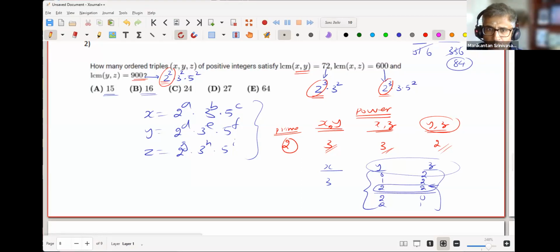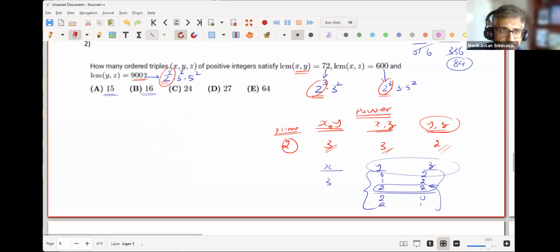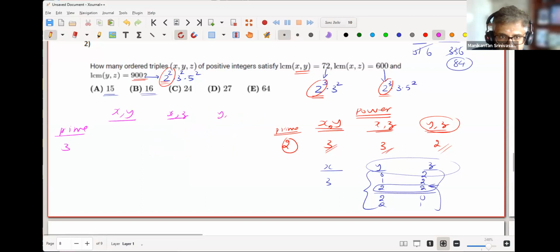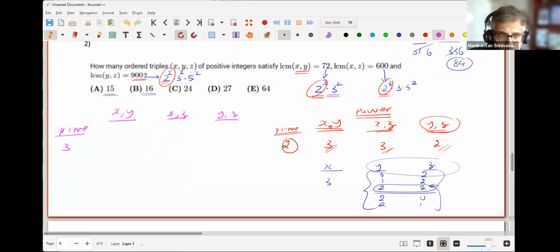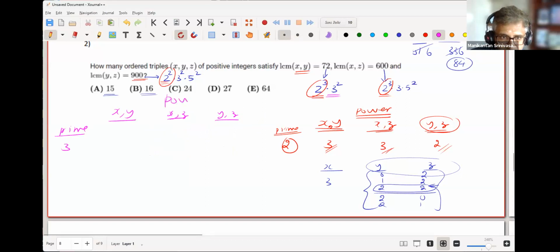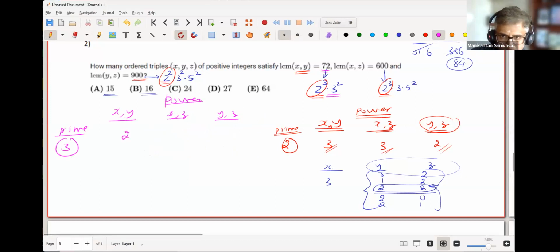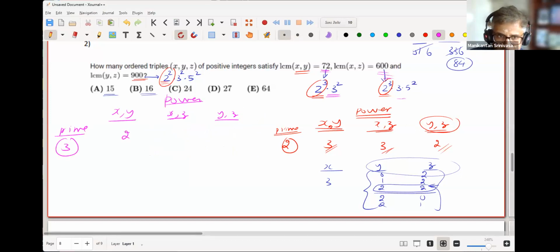Okay. All right. Now let's go to the second prime number. Same idea. Let's say we go to the prime number, which is 3. So same idea, X, Y, then X, Z comes next, and then the last one is Y, Z. So what are we saying here? It's 3 power 2 here. I'm dealing with the prime number 3 here. The power of 3 is max 2 here, max 1 here, and max 2 here.